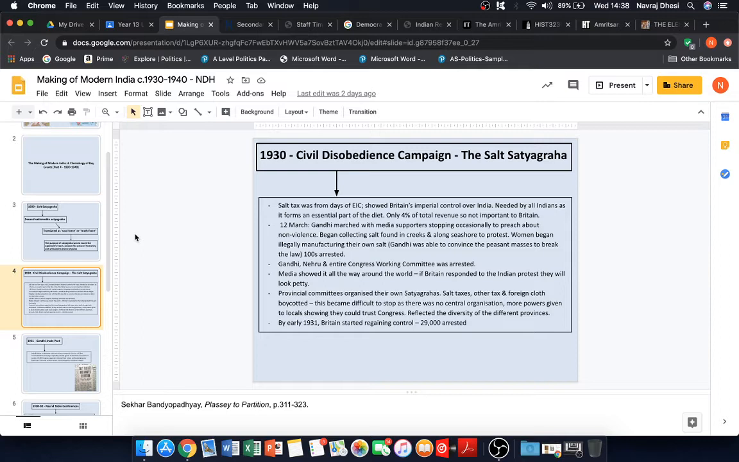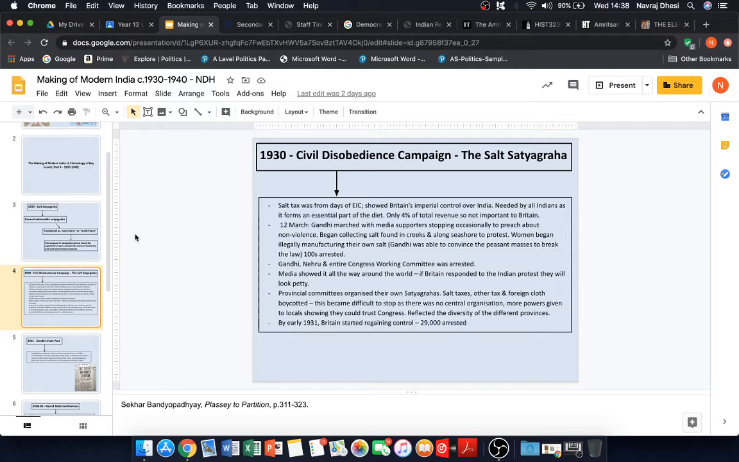It did become a difficult movement to stop, as there was no central organization. Just like the non-cooperation campaign in 1920, many of these movements, many of these satyagrahas, were localized according to the aims that people had, the different caste and class people had in various regions across India. And more powers were then given to the locals, showing they could trust Congress. This also reflected the diversity of the different provinces.